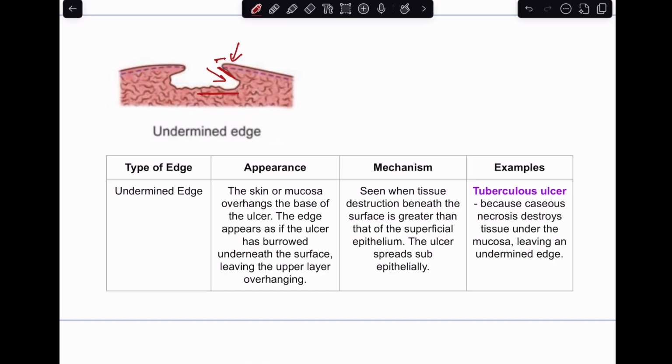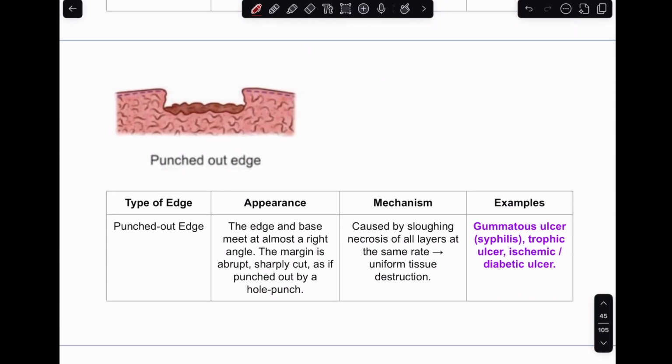How does this happen? Why does this happen? This will happen when tissue destruction beneath the surface is more than that on the surface. Then what happens is basically the ulcer is growing subepithelially. So you can see it is leaving behind an undermined edge. This is a characteristic appearance of tuberculous ulcers where caseous necrosis destroys the tissue, leaving the mucosa normal and destroys the tissue underneath the mucosa more, therefore leading to the development of this undermined edge. Second is punched out edge.